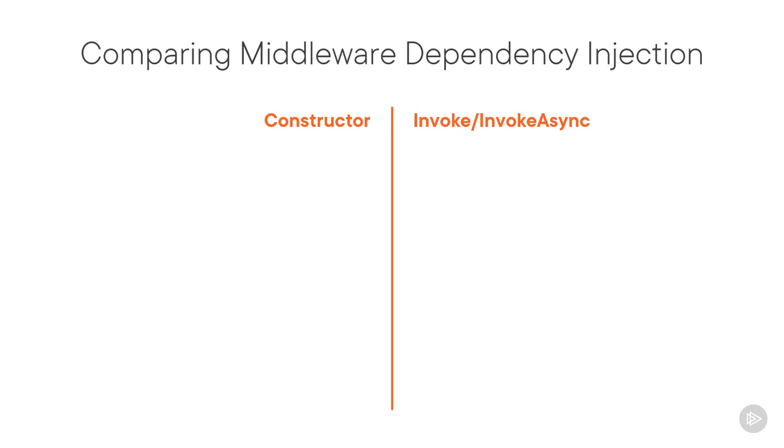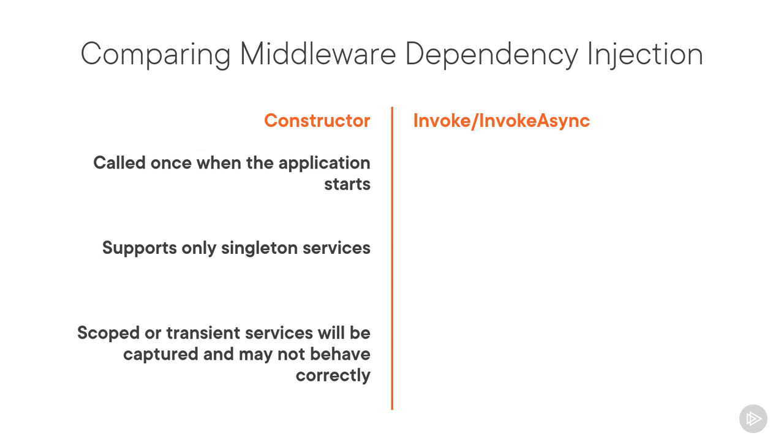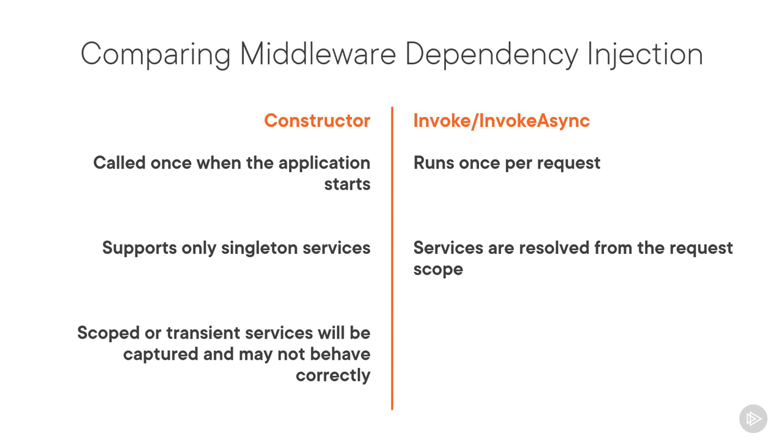When injecting dependencies into middleware, choosing the correct point of injection is vital to fit your requirements. Conventional middleware constructors run once when the middleware is added to the application and the request pipeline is built. Singleton services can be safely injected into middleware constructors, but all other lifetimes should be avoided. Scoped and transient services may end up being captured for longer than their intended lifetime if resolved via a middleware constructor. The Invoke and InvokeAsync methods are called once per request, with the services activated and resolved from the request scope. Therefore, it's safe to inject services of any lifetime into these methods.